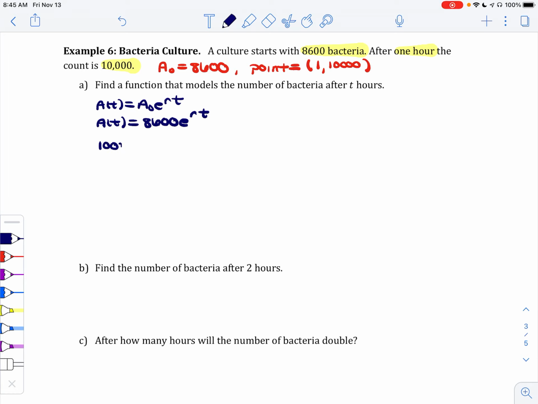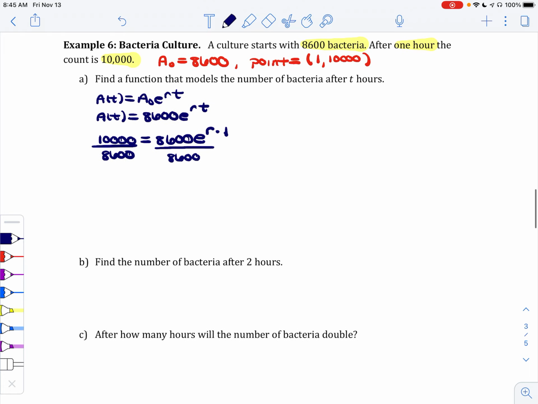So we'll have 10,000 is equal to 8,600 times e to the power of r times 1. Now we're just trying to solve for r. So we have an exponential equation. Just like we've done in the past, in order to solve this, we're going to isolate our exponential term. So divide by 8,600 on both sides. And if you plug that in, 10,000 divided by 8,600 gives you 1.16279.